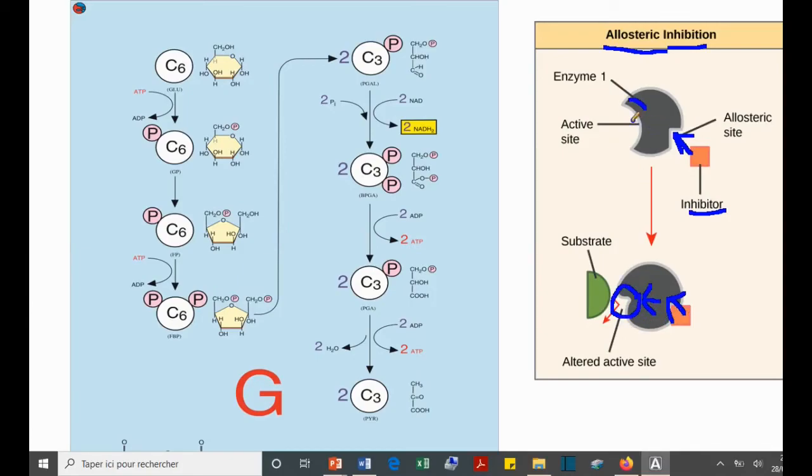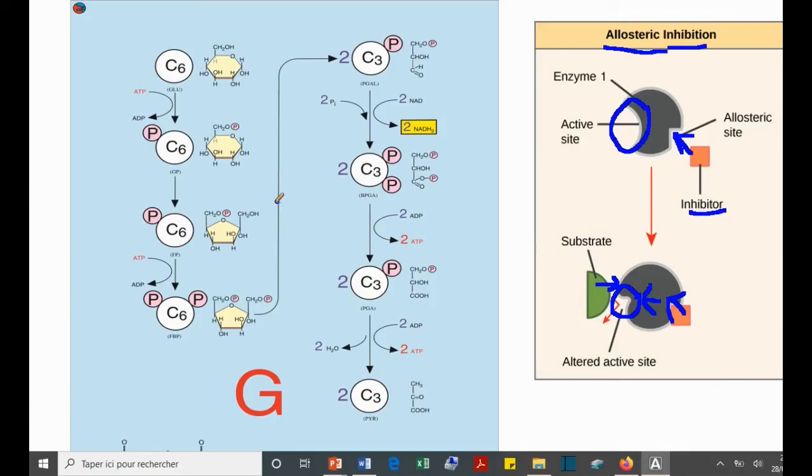So the active site will have a first shape before the molecule binds, and once the molecule has bound to the enzyme, it changes shape. Therefore, the substrate can't bind to the enzyme anymore, and therefore the reaction where the substrate is transformed into products can't occur anymore.